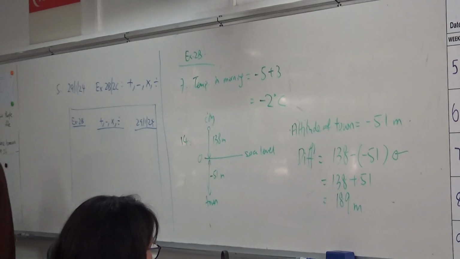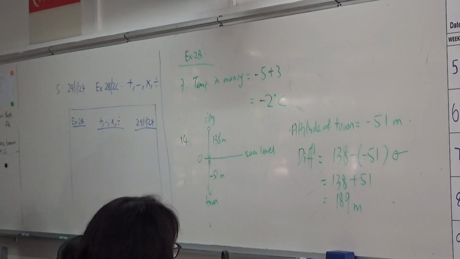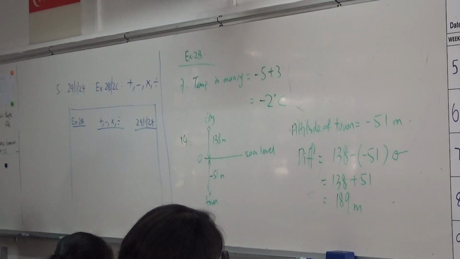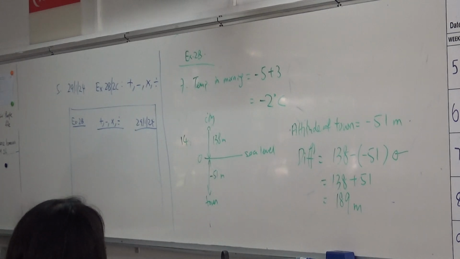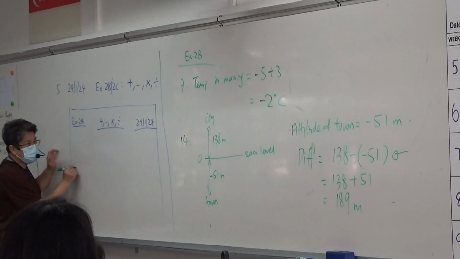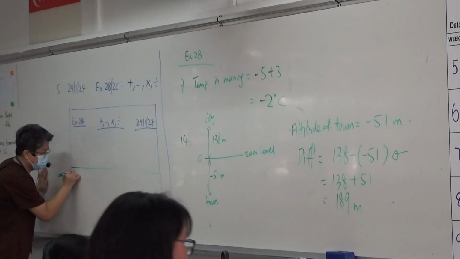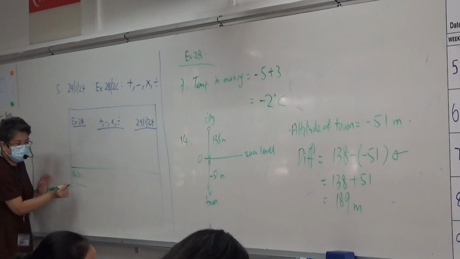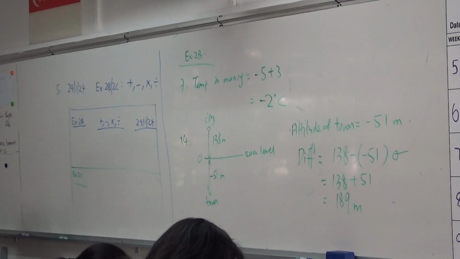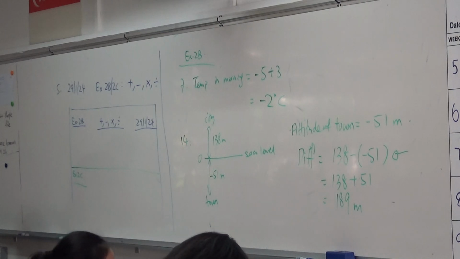Okay, then I want to do one more question on the full step paper. Okay, in fact, two more questions on the full step paper. Okay, this is exercise 2B, right? Now, after you do these two, can you draw a line across and write exercise 2C?